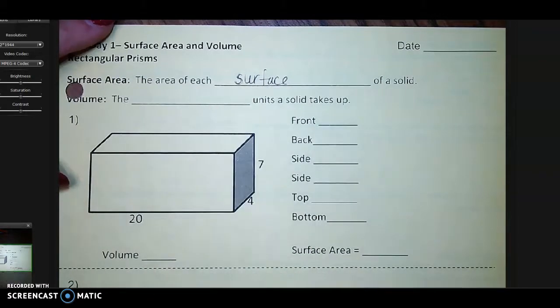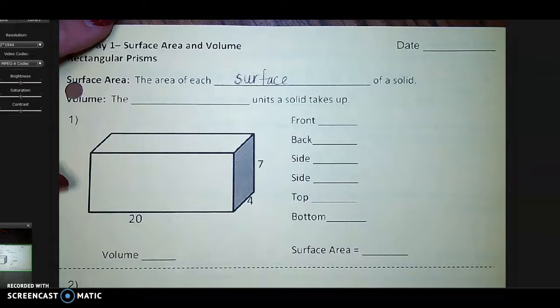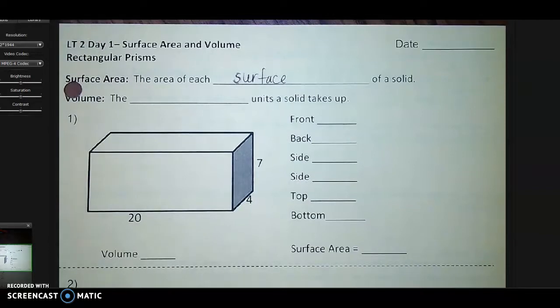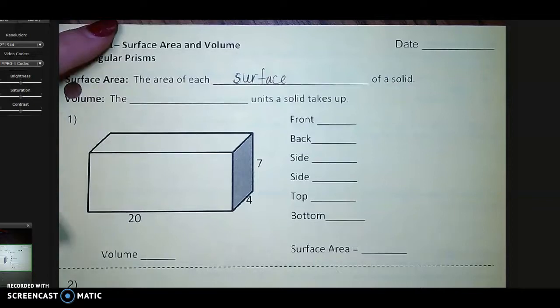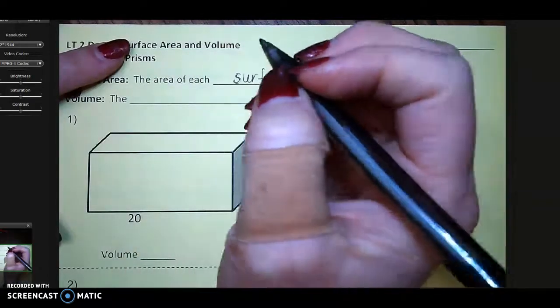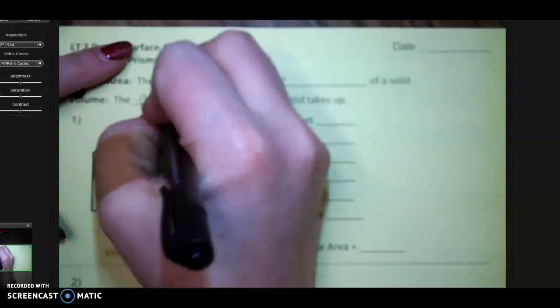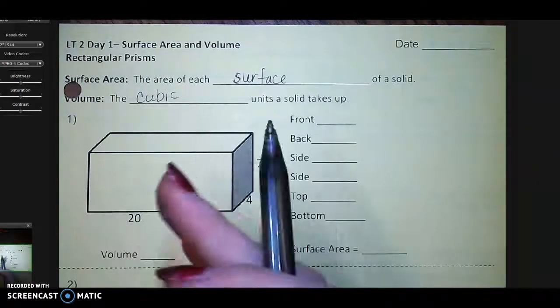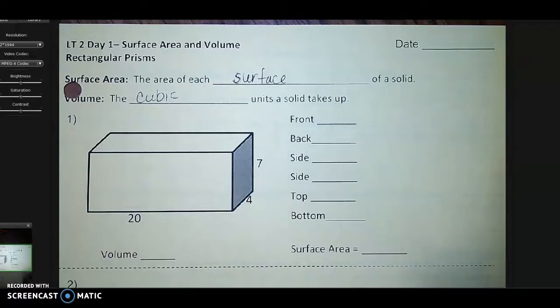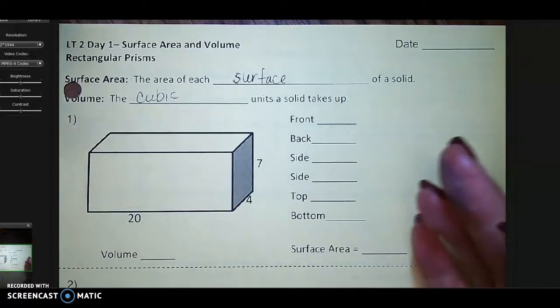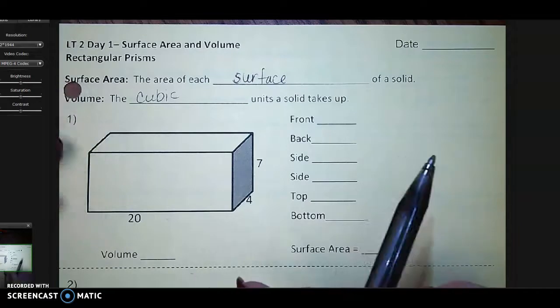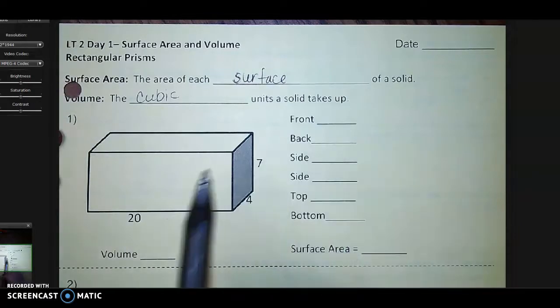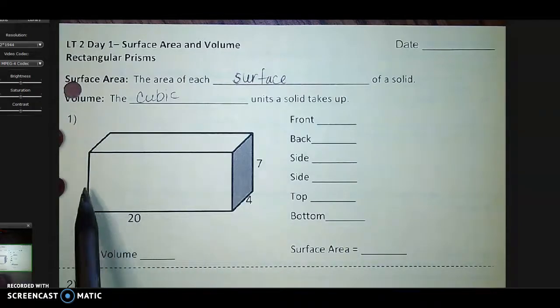That's the surface area. So I always think of it like how much you would need to make a box. Like if I was making a box that looked like this, what's the exact amount of cardboard I would need. And then the volume is the cubic units a solid takes up. So it's the amount of space that that shape actually takes up, or how much could fit inside of it.